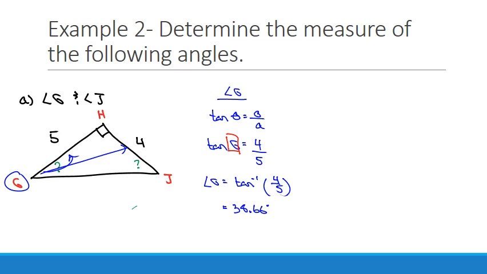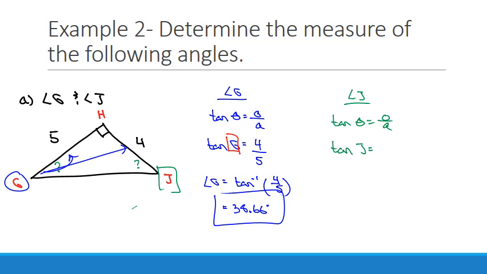Okay, back to this. I got 38.66. Now I want to find angle J, and we'll take a lot less time to do that. So now I'm going to write tan theta equals opposite over adjacent. Tan J equals, now J is what I'm looking for. Remember, my opposite changes. So now it'd be 5 over 4. That's my ratio, and that's great. If the tan ratio for angle J is equal to 5 over 4, then I want to know what angle J is equal to.